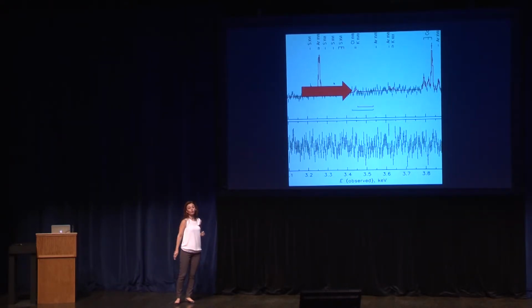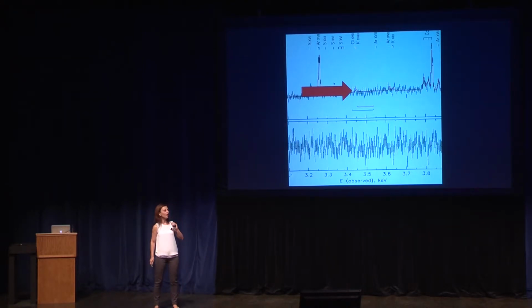We resolved that for the first time here. And this potassium line is subsolar. Exactly, it's 0.6 solar abundance here, okay? So it's not 10 times solar.